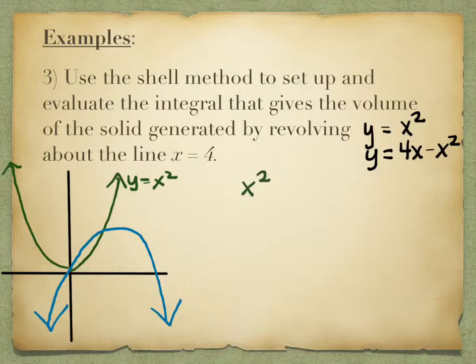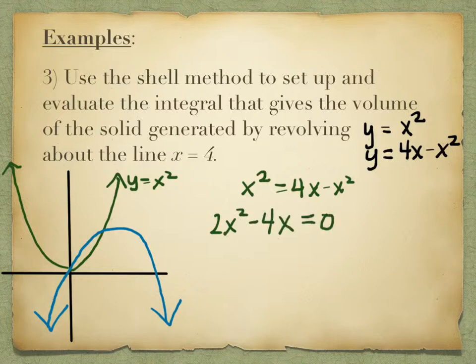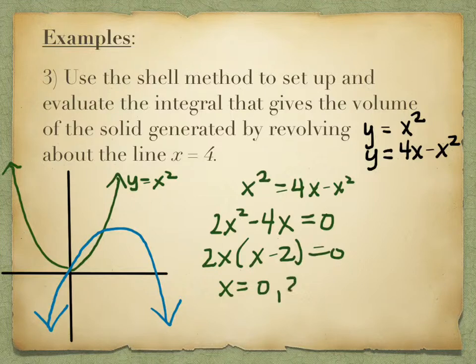So we're going to take the x squared and the 4x minus x squared and set those equal to one another. We're going to move everything to the left-hand side, so that's going to give me 2x squared on the left minus 4x, and that equals 0. And of course we have to factor this, so we'll factor out a 2x, which leaves me with x minus 2 equals 0. So x equals 0 and x equals 2.